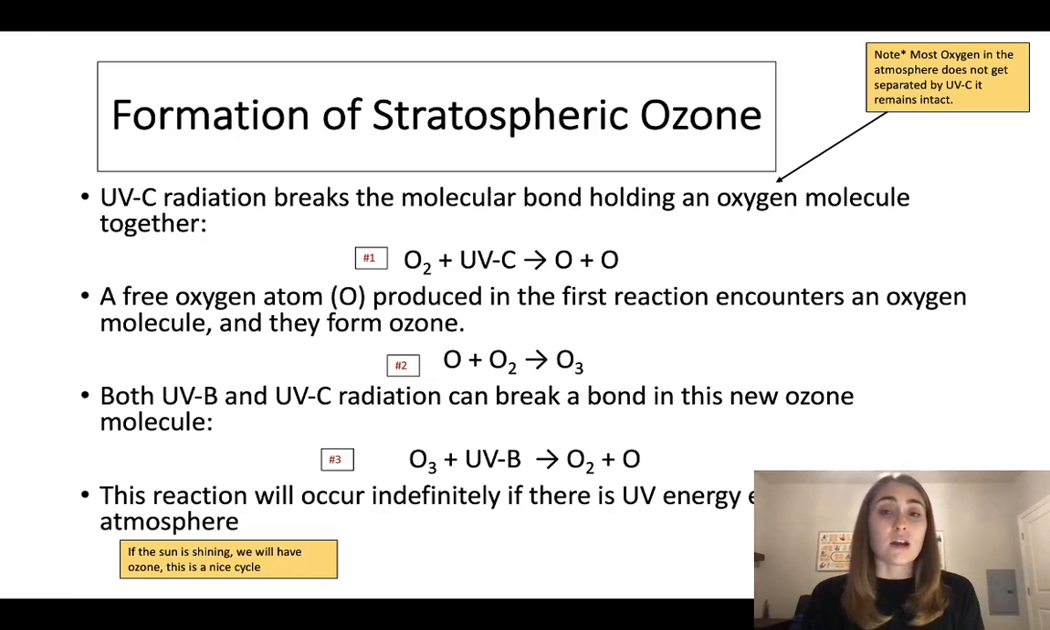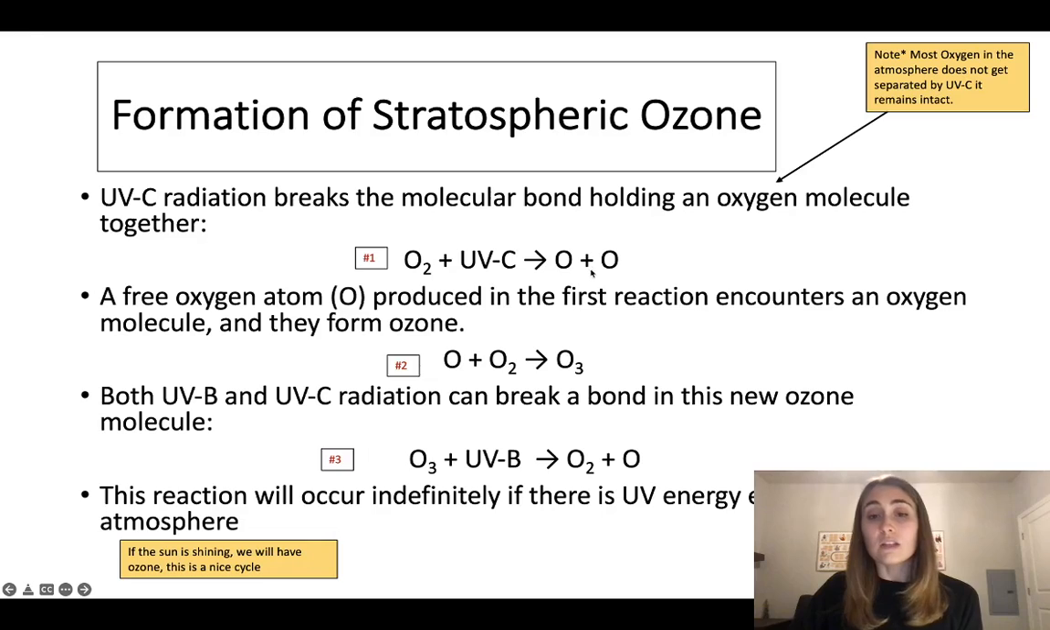So how does stratospheric ozone actually form? Now remember, it's naturally occurring, so it doesn't have anything to do with anthropogenic causes. Diatomic oxygen is naturally occurring in the stratosphere. When diatomic oxygen interacts with UVC, specifically UVC, that UVC will separate those two oxygen atoms from each other, and we'll have two what we call free radical oxygens.